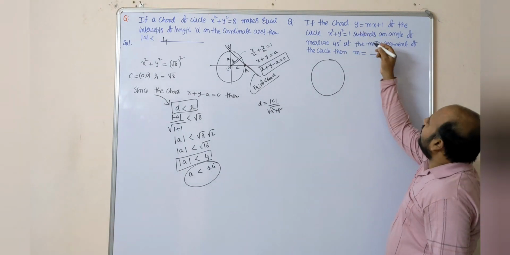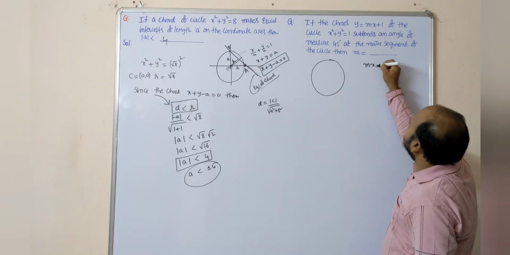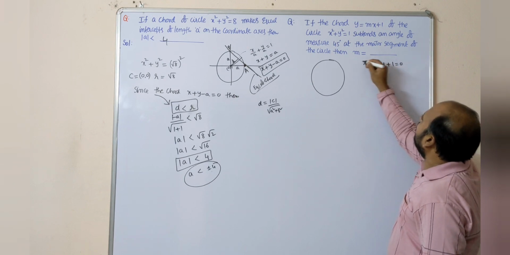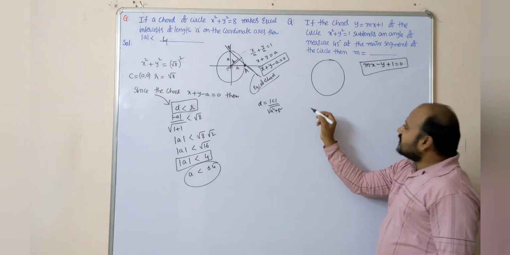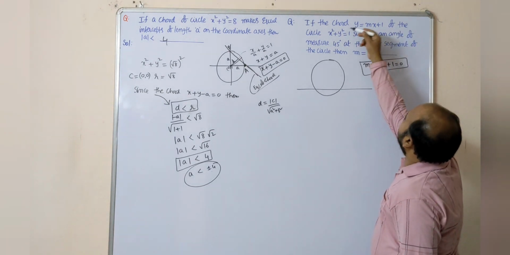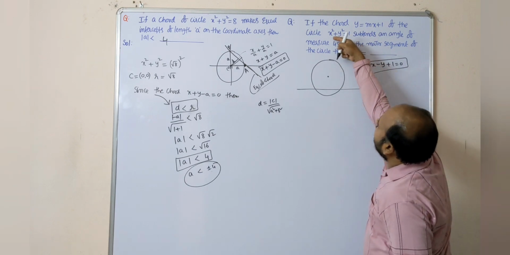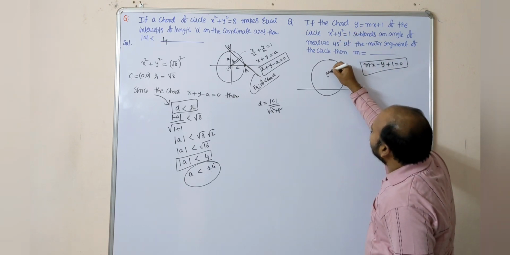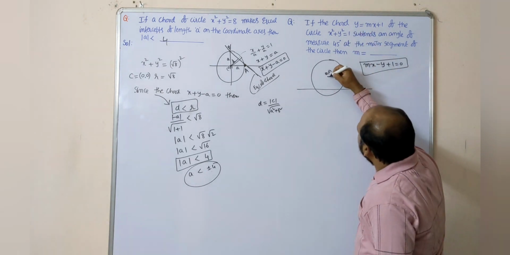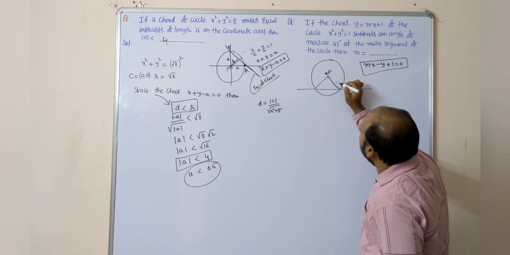This chord equation, y is equal to mx plus c, I am writing in the form of ax plus by plus c. So mx, y I am taking this side: mx minus y plus 1 is equal to 0. This is the chord equation. The center of the circle is clearly 0, 0 only. Radius is 1 unit, 1 square means 1. From here to here it is radius, 1 unit.